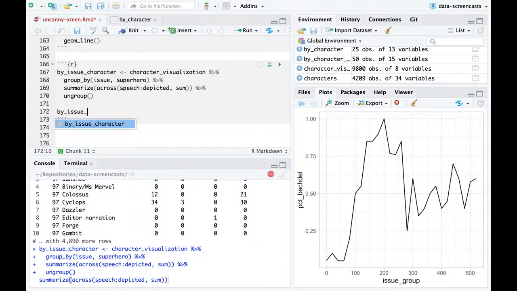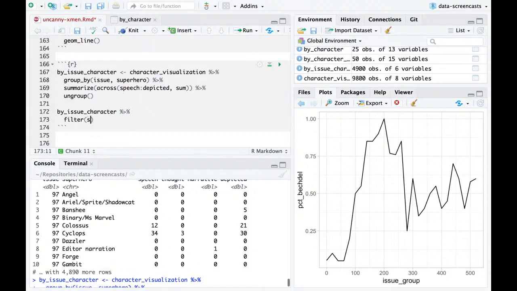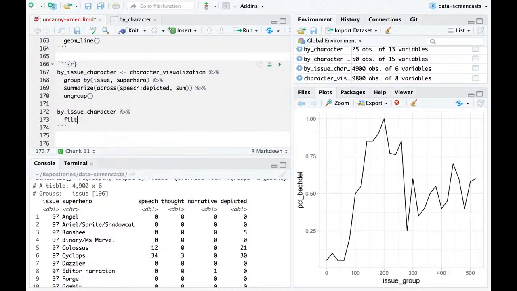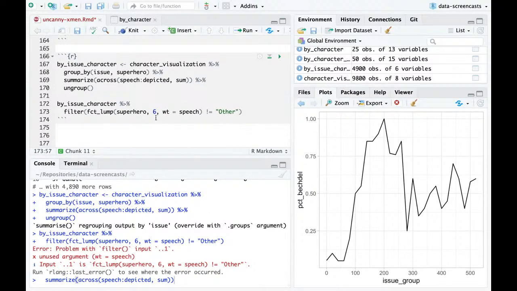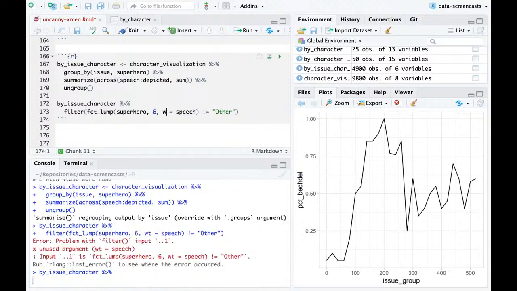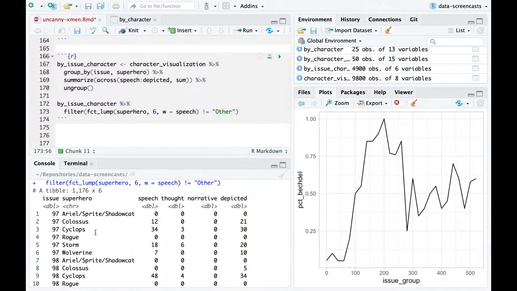But by issue character, now I'm going to filter for only certain superheroes to make this a little bit easier. I'm going to say filter, fct_lump of superhero, weighted by depicted. Oh wait, depicted is the number of panels they were depicted in. Yeah, that's fine. But let's weight by speech instead, and do the top 5, where superhero is not equal to other. And now the weight is, oh, it's not weight, it's w. Yeah. Now I only have the top 6 characters, and I can do a visualization.